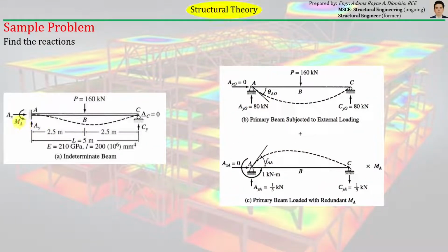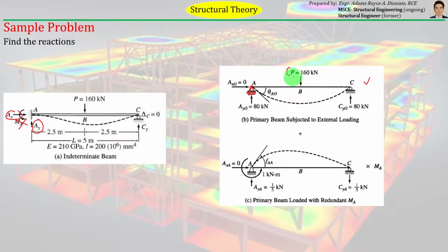So we have to remove MA here from the original structure because that will be our redundant. So the remaining structure will just be a simply supported beam because we only have AX and AY remaining, just like in the case of a hinge support like this one. Okay, so the primary structure will look something like this.